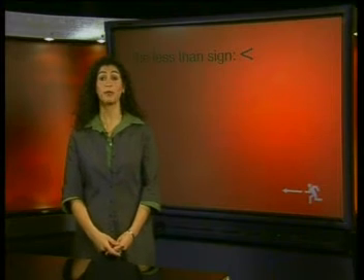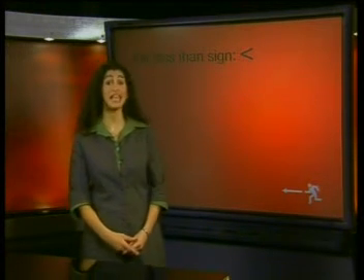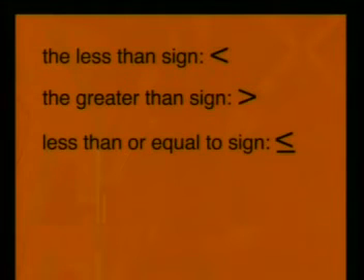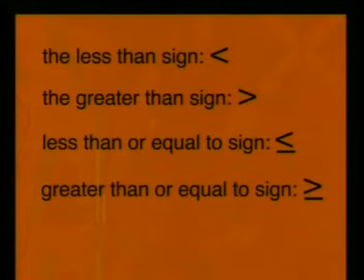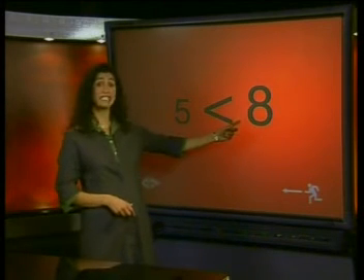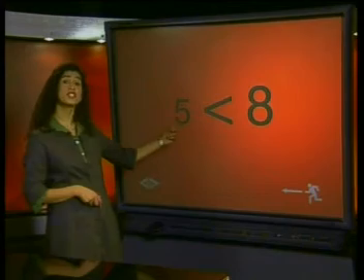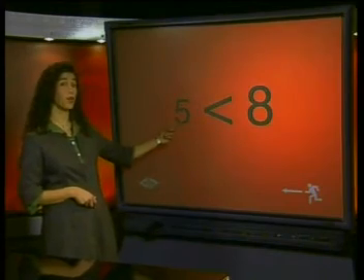In maths, we represent an inequality with the less than sign, or the greater than sign, or the less than or equal to sign, or the greater than or equal to sign. Remember, whatever lies on the bigger side of the arrow will be the bigger amount, and whatever lies on the smaller side of the arrow will be the smaller amount.